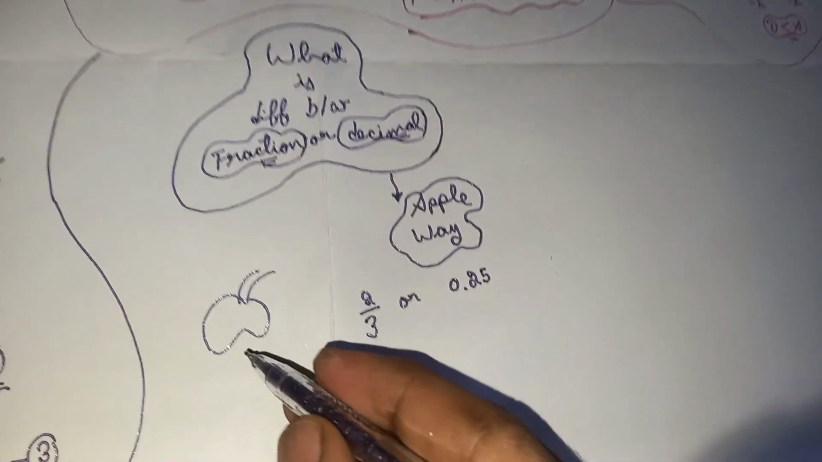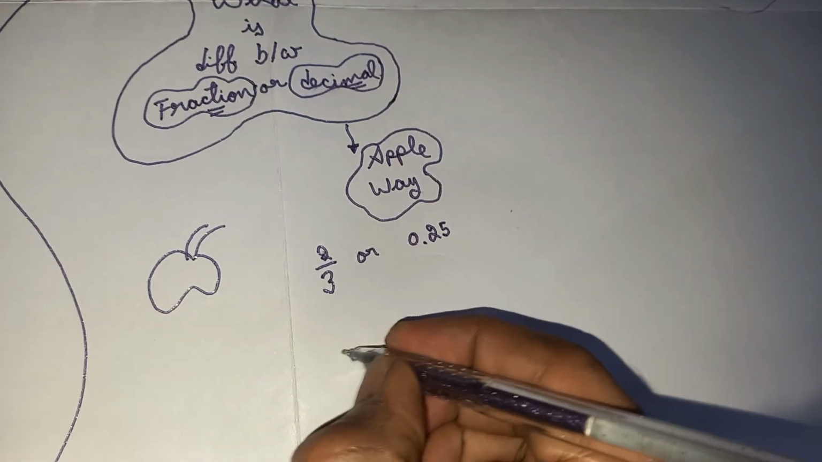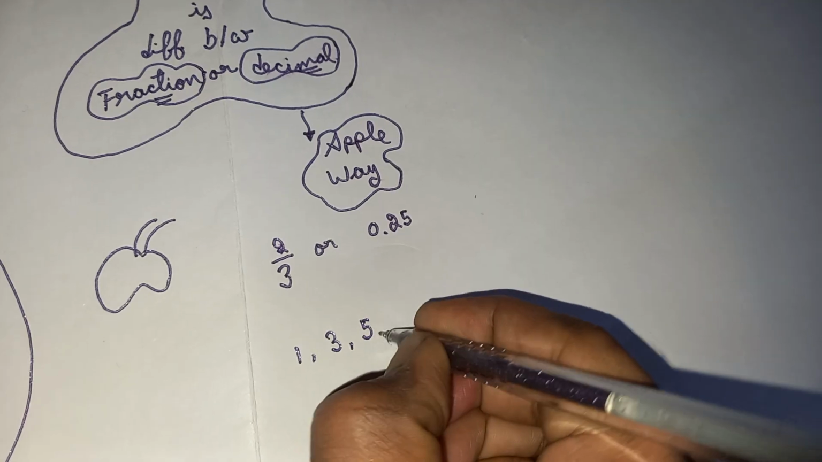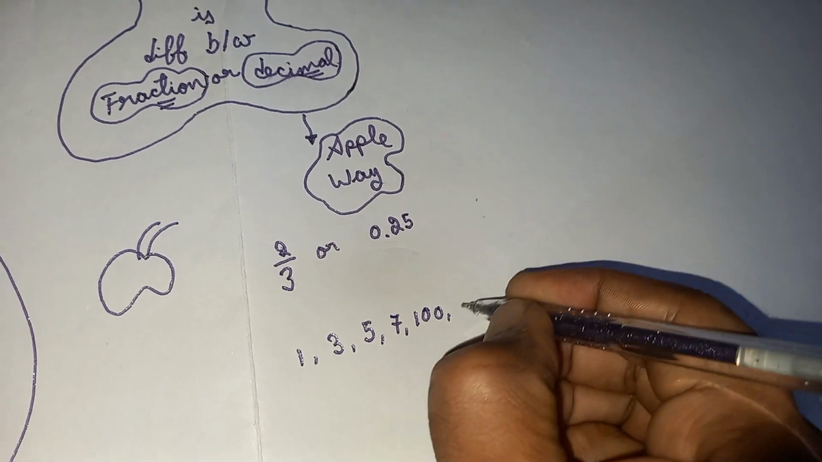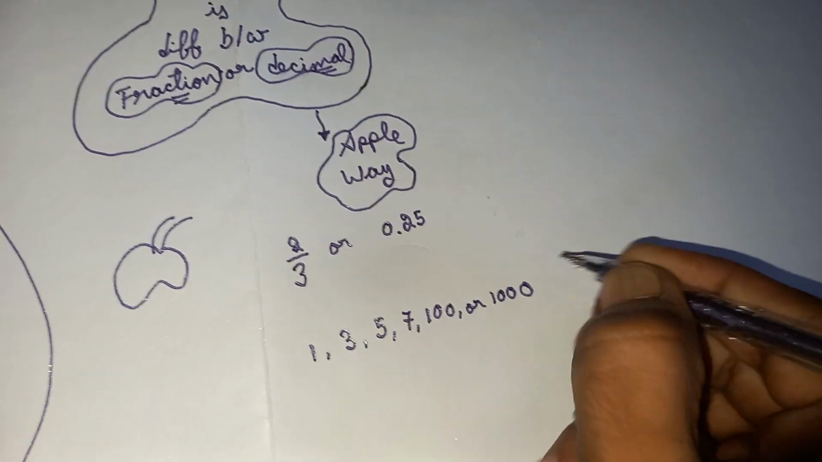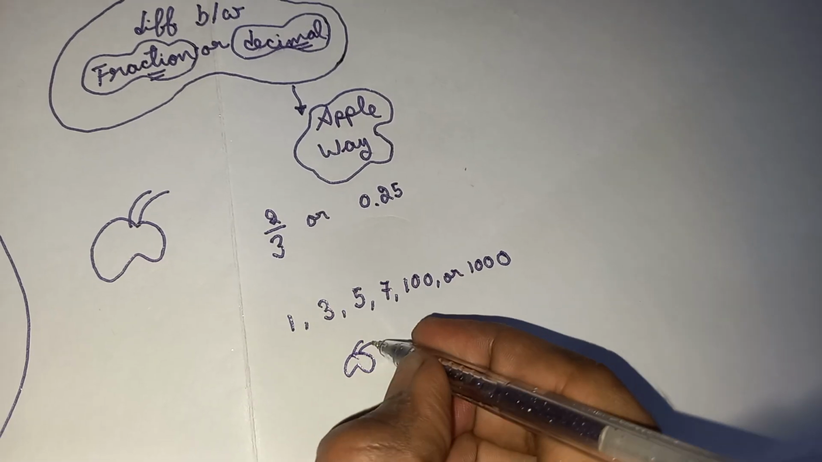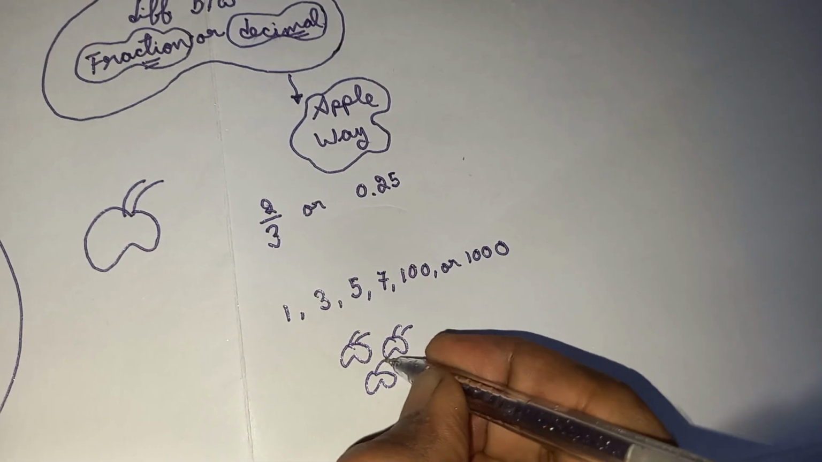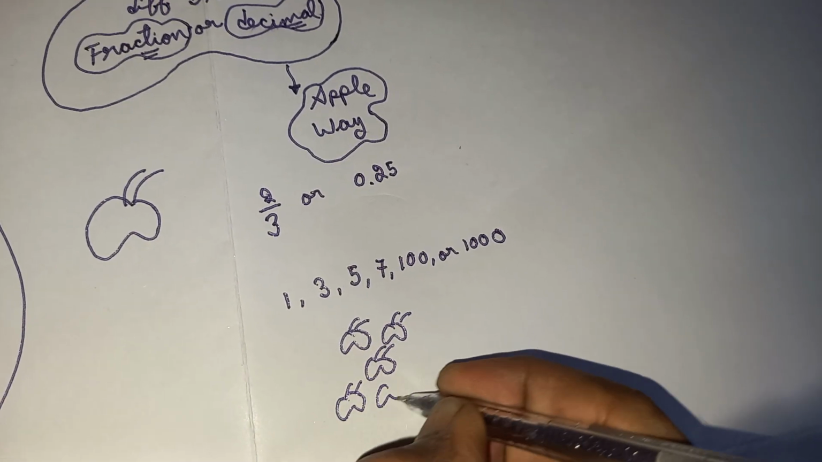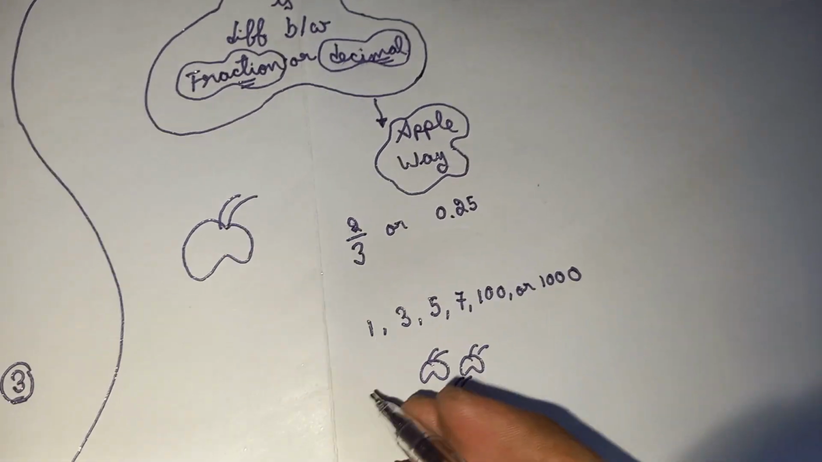Here if you take apples, you can take complete numbers 1, 3, 5, 7, 100 or even 1000. They are all complete apples. You're going to get 1 apple or 3 apples or 5 apples or even 7 or 100 apples. They are known as complete apples.